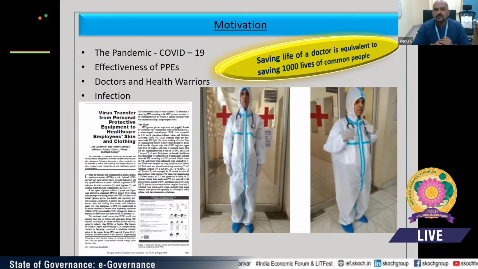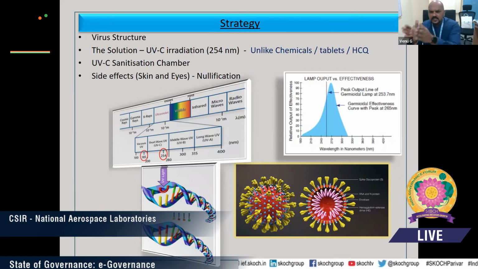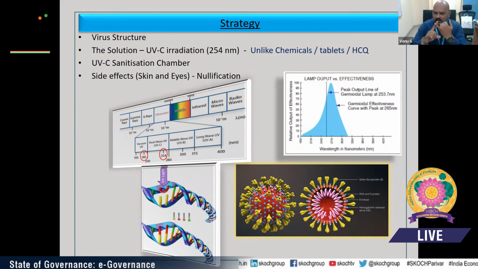Then how to solve that? I believe that if we save one life of a doctor, it is equivalent to saving 1,000 lives of common people. So I explored that, and I came to know the reason, what is the cause of the infection to the doctors. Then I realized that I should stop this infection. To stop it, I need to provide a safe system between the COVID ward and the doffing room. I'm not supposed to spray any harmful chemicals on human beings, but I need a clean technology.